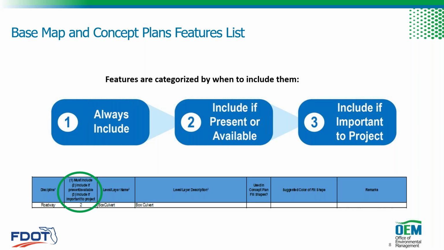An example of a layer that would receive a number 3 might be wetlands that are impacted by the project, or that the project is designed to avoid. Some projects don't have wetland impacts, so we're not requiring you to show anything wetland-wise, but if it's something that's discussed in the report or that it was an important feature to avoid, we would like to see it on the graphics.